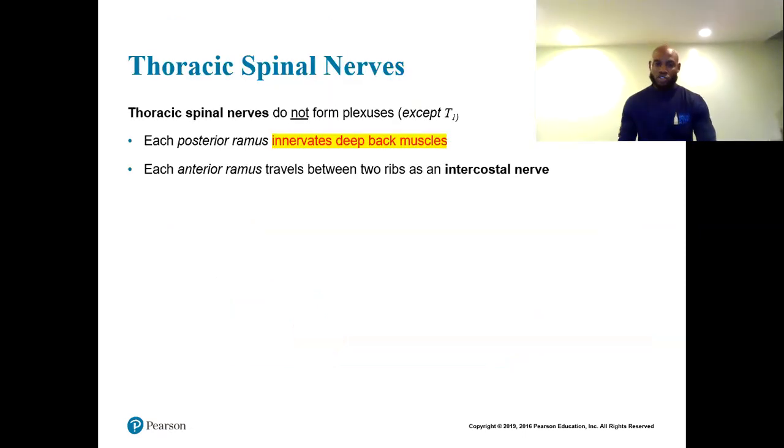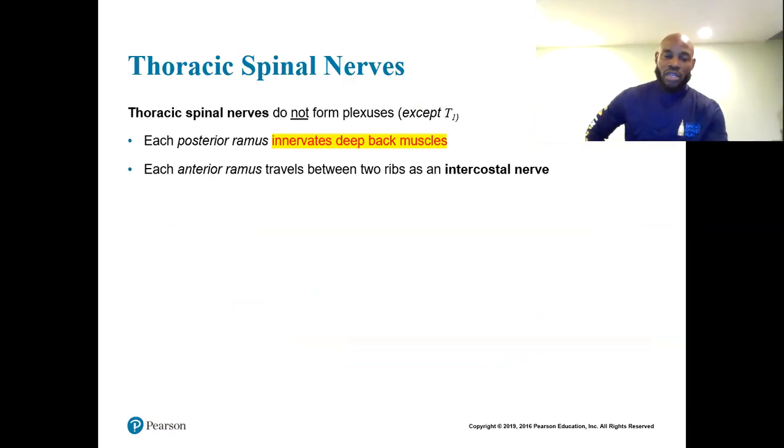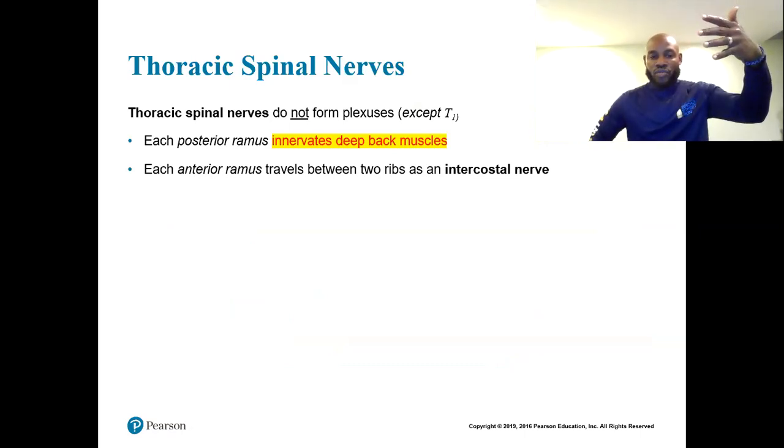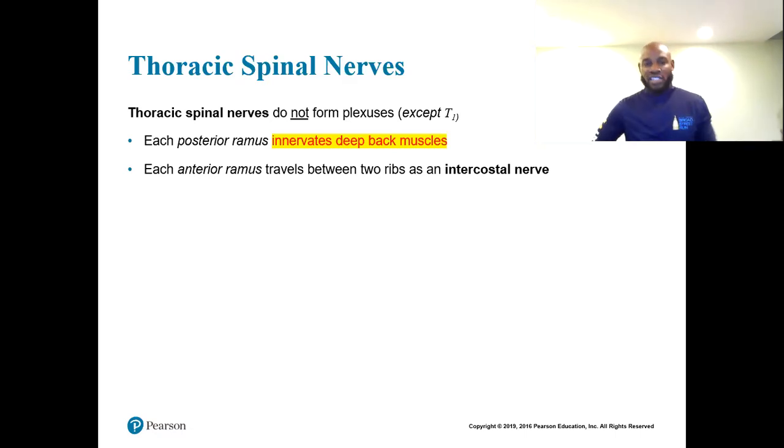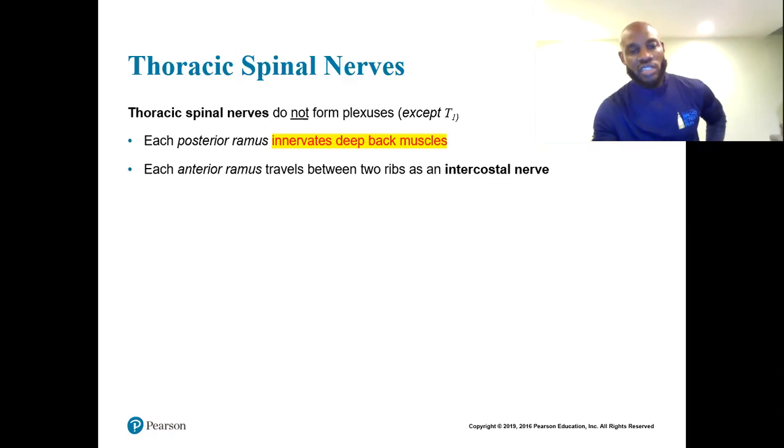Then we go down to your thoracic spinal nerves. Okay, so that's going to be cervical, brachial, which is primarily cervical, but also T1 thoracic. And then we go down to our thoracic, and remember the nerve plexuses are just from the cervical, lumbar, and sacral. So we don't have nerve plexuses with our thoracic nerves. But what we do have, except for our T1, is each posterior ramus.